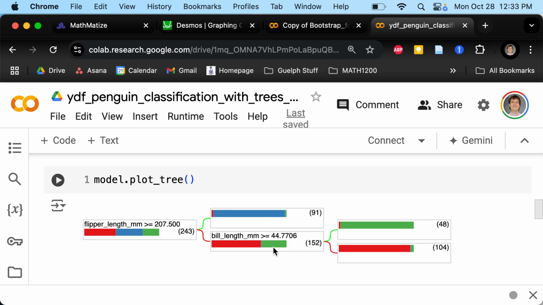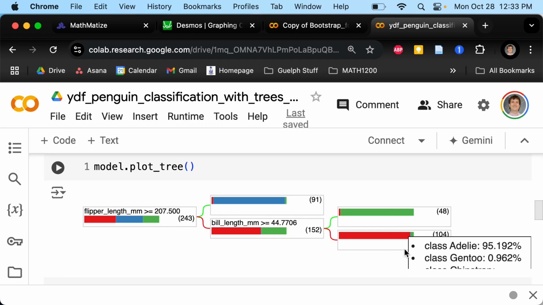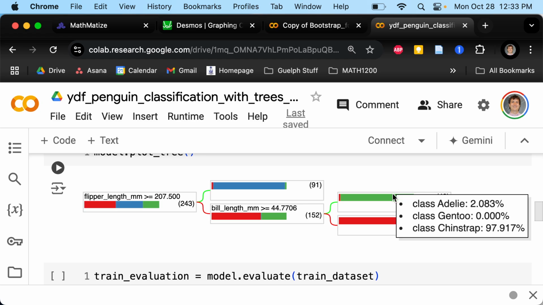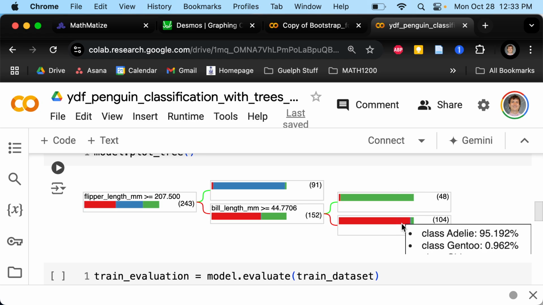So this is another way to look at it, not looking at the XY space, but looking at the examples and how they split amongst the questions. For these ones, we ask one more question. How long is your bill? So first we ask how long your flippers are. Then we ask how long is your bill. And that almost perfectly splits them again. 48 examples went this way. 104 examples went this way.